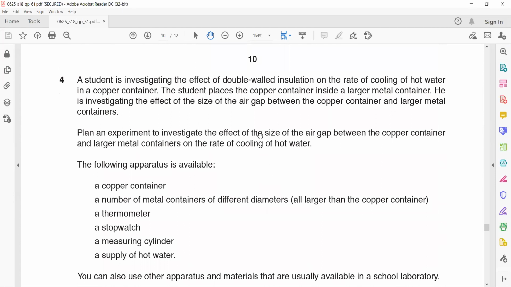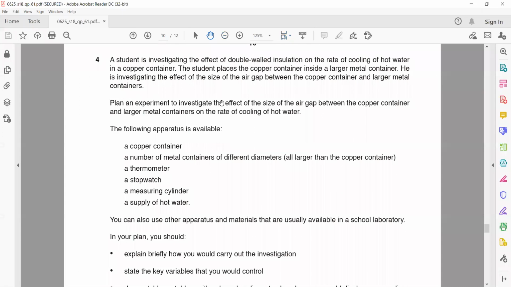The last question: a student is investigating the effect of double walled insulation on the rate of cooling. Double walled insulation means two walls separating two surfaces from each other by some distance. We call that double walled insulation. The student placed a copper container inside a large metal container. So how did he make this? He takes a large container, and inside it he places a copper cup. When he places this copper cup, this is called a double wall insulation.